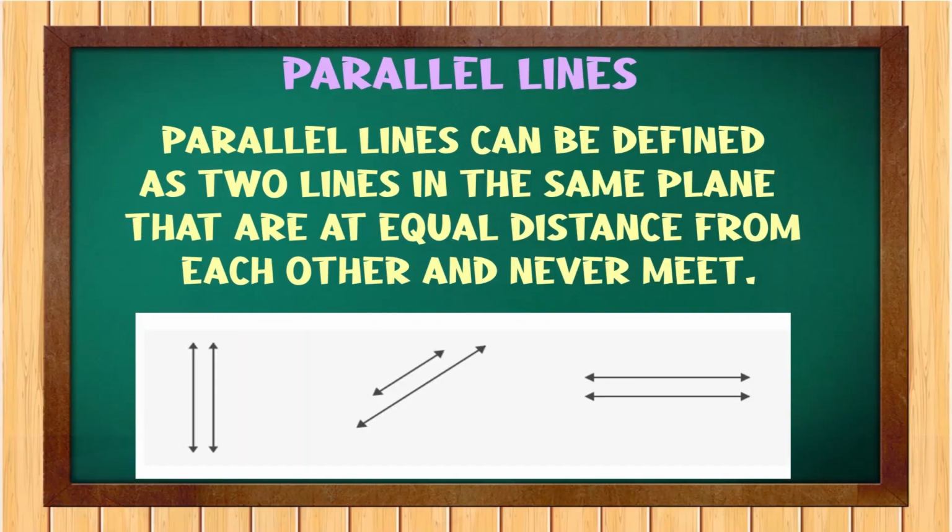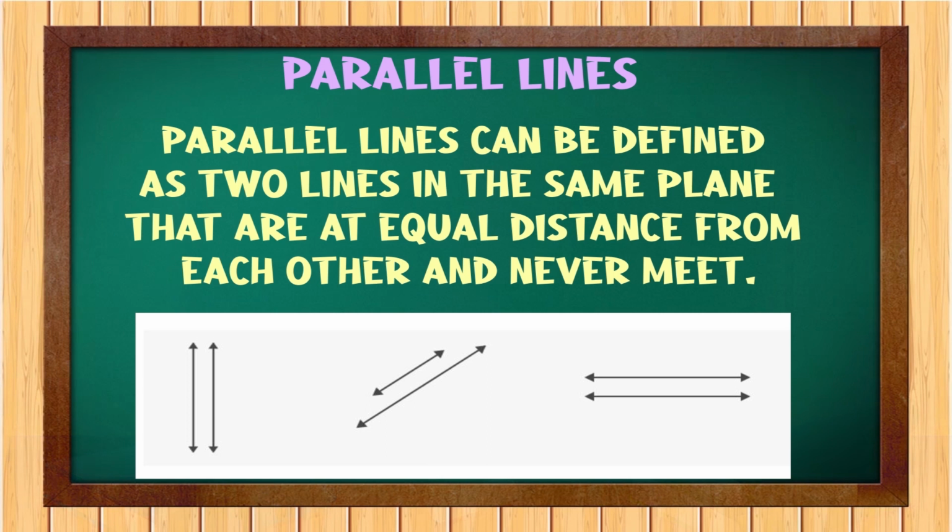Okay. Now let's move on to discuss parallel lines. Parallel lines can be defined as two lines in the same plane that are at equal distance from each other and never meet. Okay, they never meet. So here are some examples in photographs of what parallel lines look like.